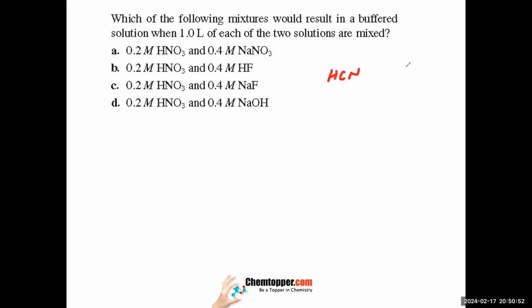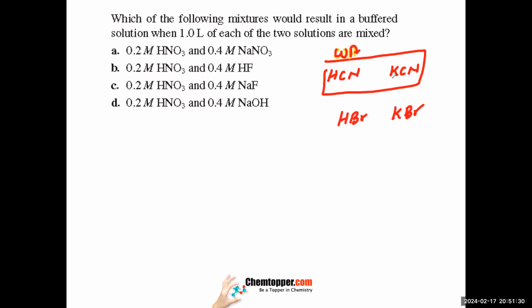One last question. HCN with KCN, is it a buffer? HBr with KBr, is it a buffer? HCN with KCN, yes or no? So identify HCN. Is it a strong acid or weak acid? You remember all carbon containing acids are weak acids. This is a weak acid. And this KCN is a salt.